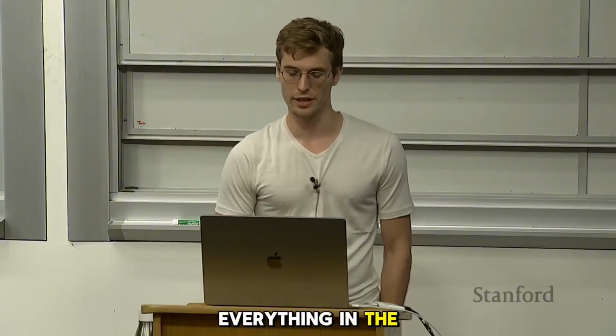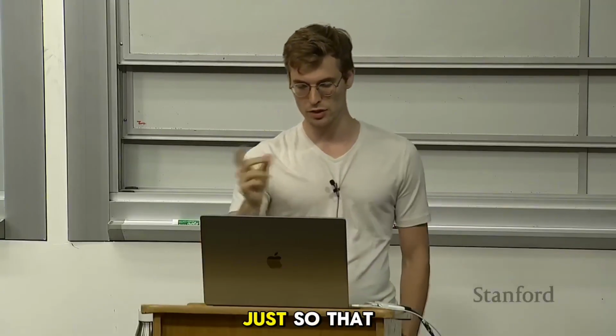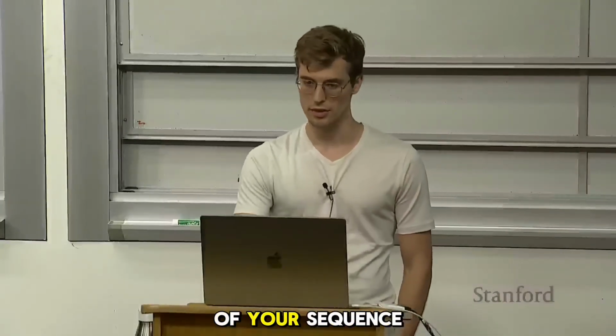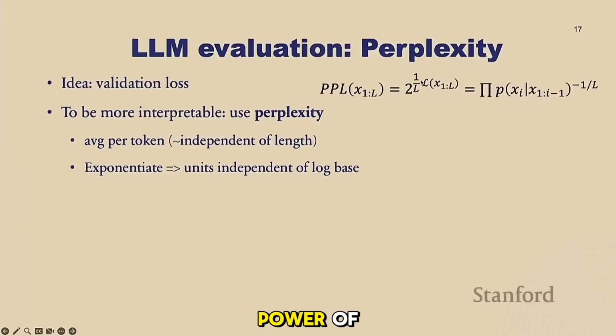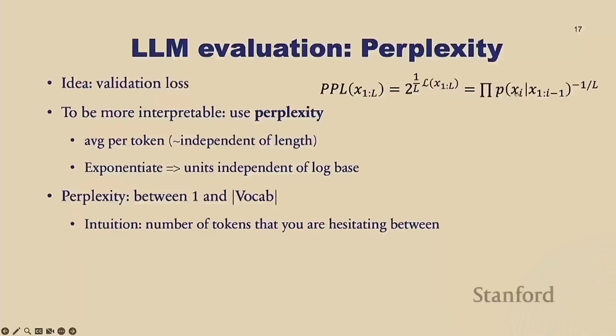While when you exponentiate, you basically have everything in units of the vocabulary size. And the average per token is just so that your perplexity is independent of the length of your sequence. So perplexity is just 2 to the power of the average loss of the sequence. Perplexity is between 1 and the size of the vocabulary of your tokenizer. If you perfectly predict every word, then you basically have a product of ones, so the best perplexity you can have is 1. If you really have no idea, you predict with 1 divided by the size of the vocabulary, and with simple math you get a perplexity equal to the size of the vocabulary.